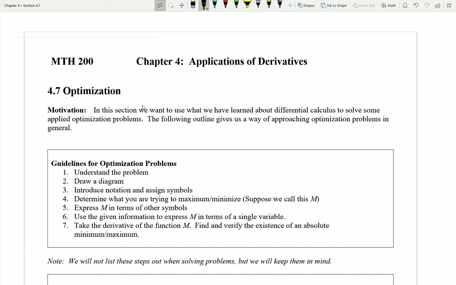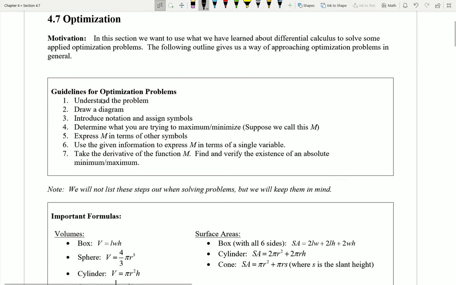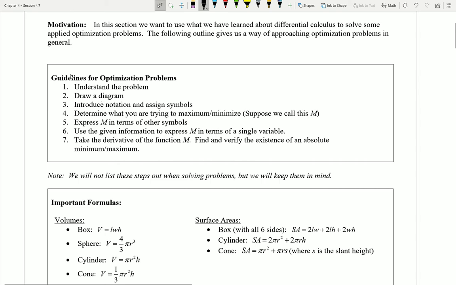And so you can maybe start to see how this is immediately going to relate to the ideas of finding maximums and minimums of given functions, which is what we've been working on for the past several sections. So here are going to be some general guidelines for optimization problems. Now, in every problem, we're going to be doing each of these 7 things, even though it doesn't seem like we might actually talk about them directly.